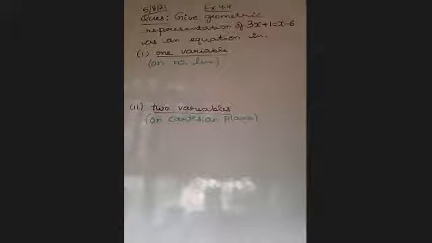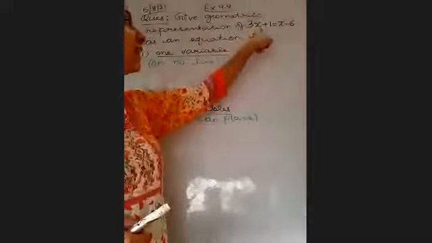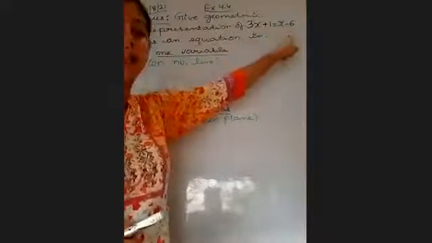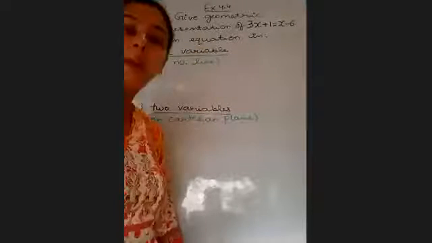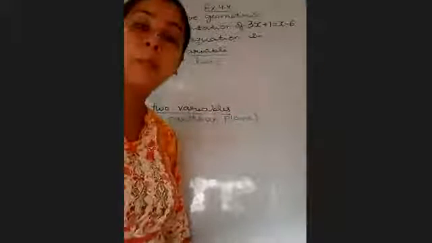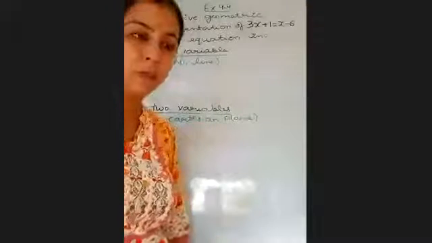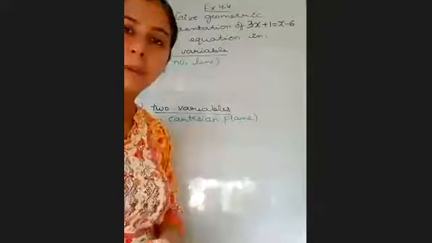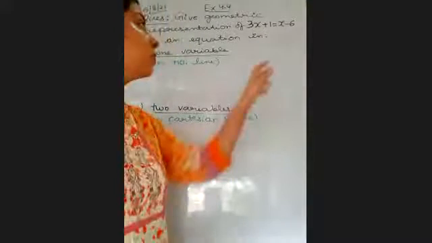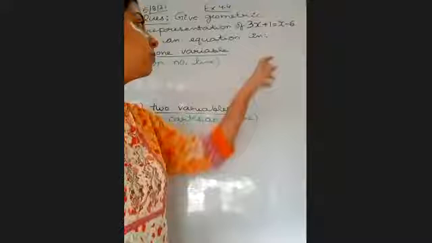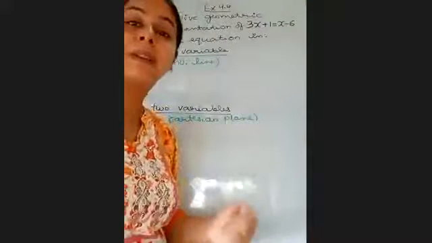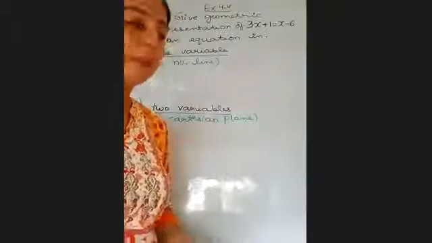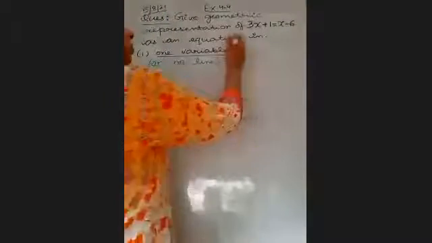Give geometric representation of 3x plus 1 is equal to x minus 6 as an equation in one variable, or you can call it a number. Now, children, you can see in the previous part, we were straight away given y is equal to 4. So we could just do that. But here in the question, we are not given x as it is, but we are given an equation which is to be solved to get the value of x. And we know how to solve this equation.